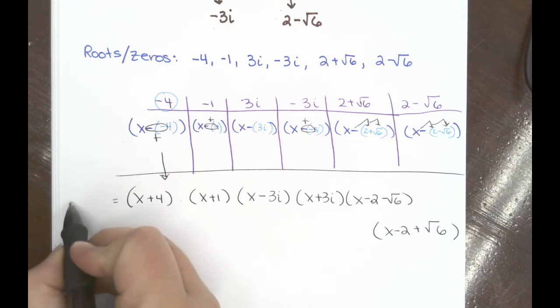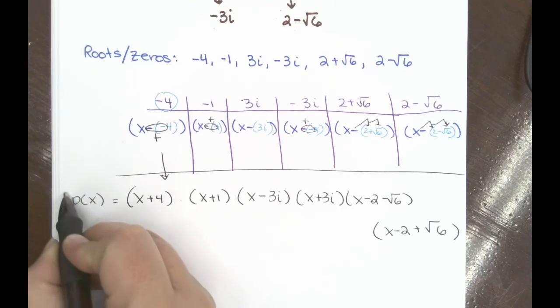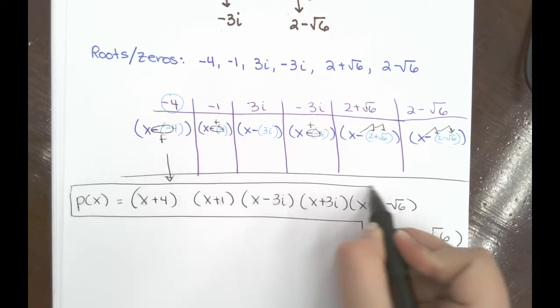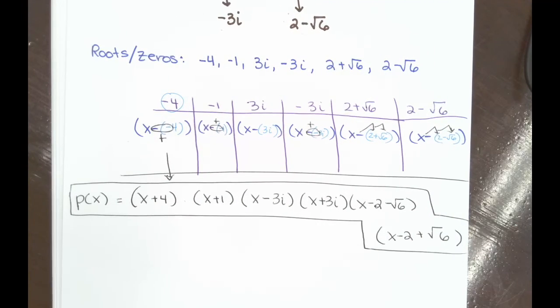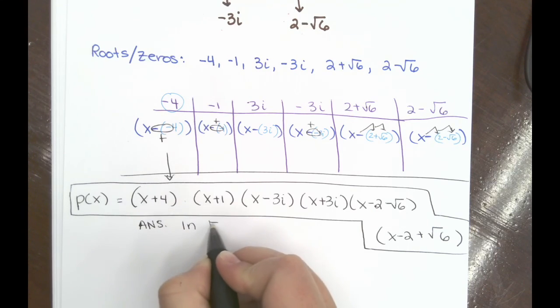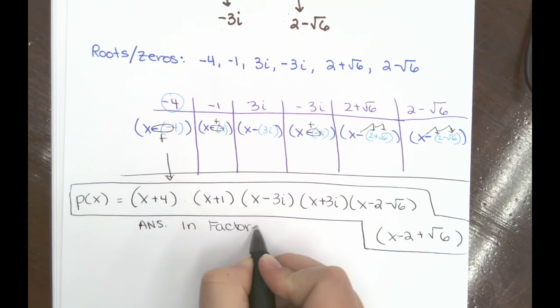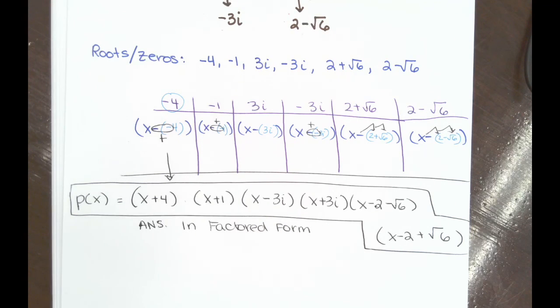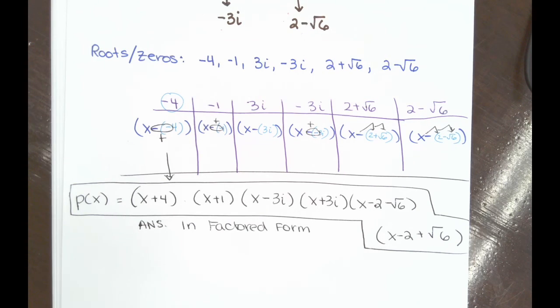Set it equal to p of x because we do want an equation. Equation means there is an equal sign. And then we box everything up. Again, this is your answer in factored form. If, however, they are asking you to write it in expanded form, then you can use the box method to multiply things out. For my class, we are just asking you to write these out in factored form.